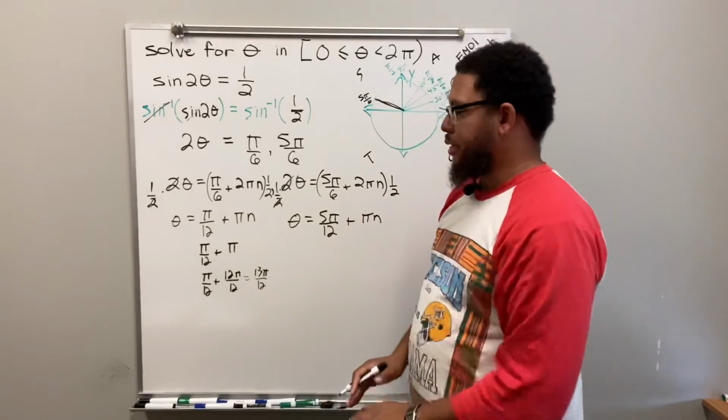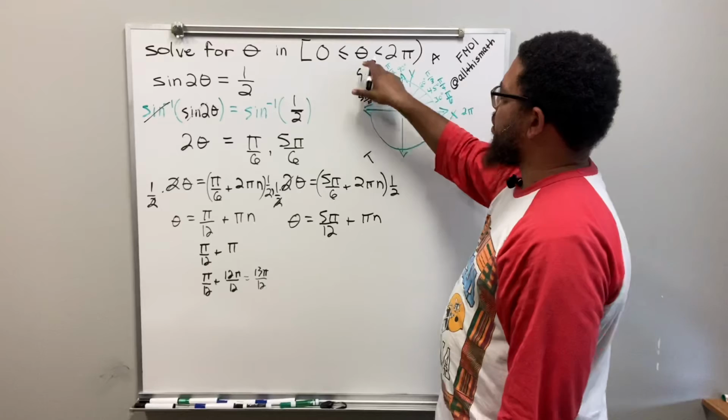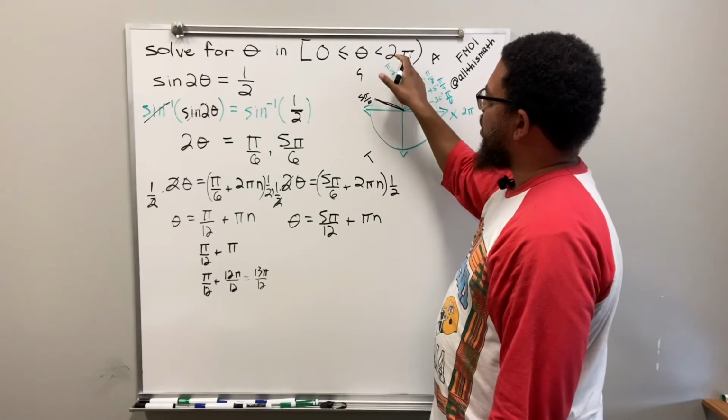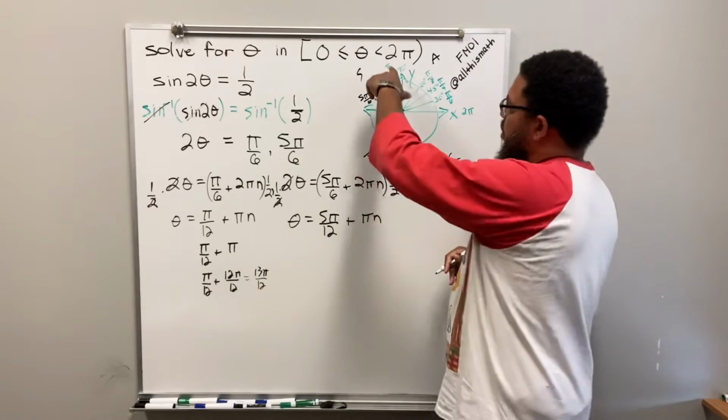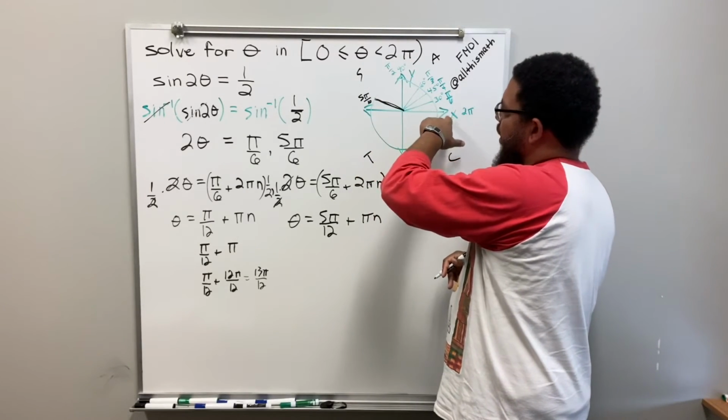Now let me try to break this down a little bit as to why this makes sense. Notice how we said that all the values of theta must be greater than 0, but less than 2 pi, right? So 2 pi is going to be 360. It's going to be right here.